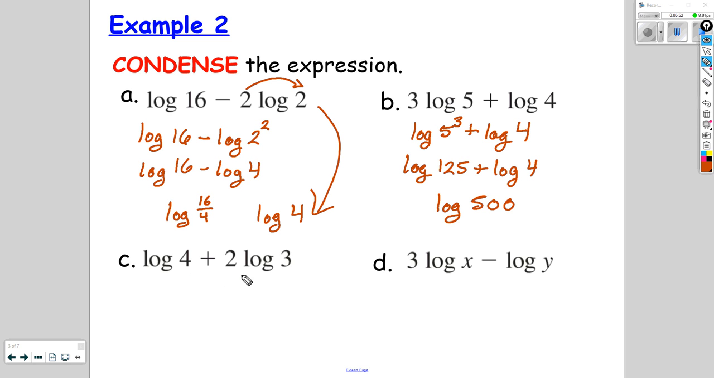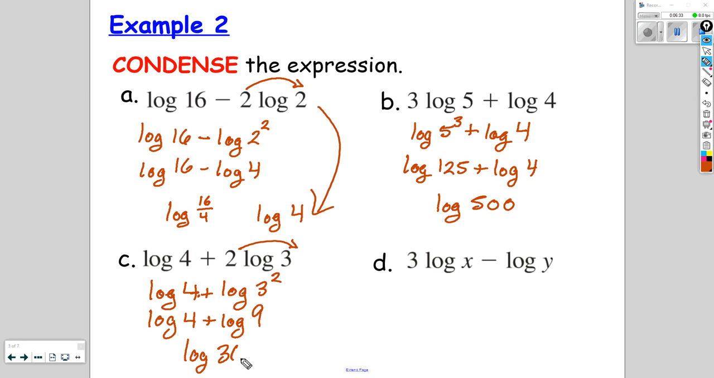Now to part C. We have log of 4 plus 2 times log of 3. Once again, let's rewrite this. So in condensing the expression, most of the time, if we see power property, we're going to want to do that first. In condensing the expression, that's key. All right, now log of 3 squared is really just log of 9, because 3 squared is 9. Now log of 4 plus log of 9, we're going to multiply these, and we get log of 16. Sorry, 36.